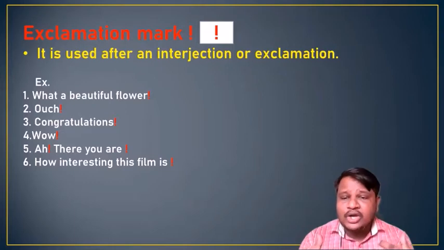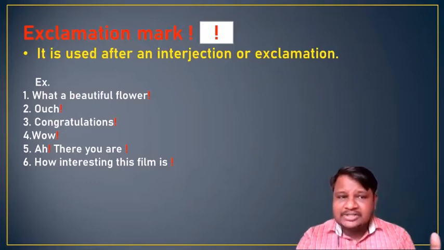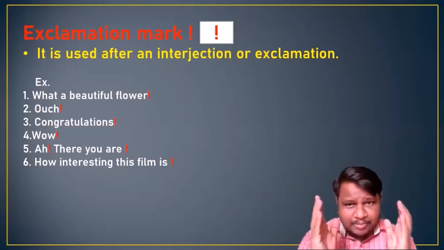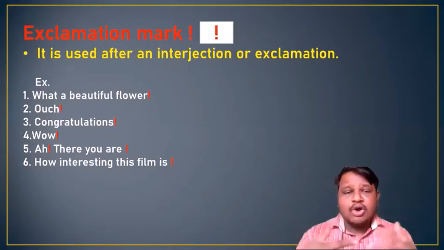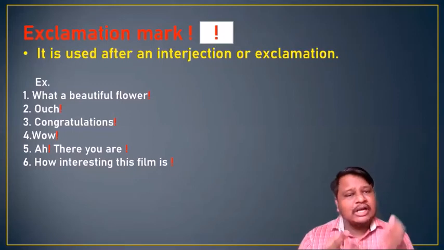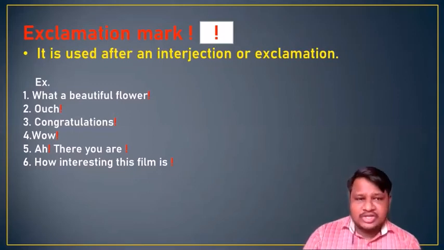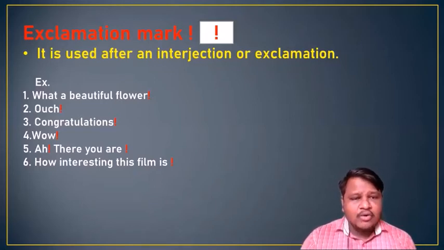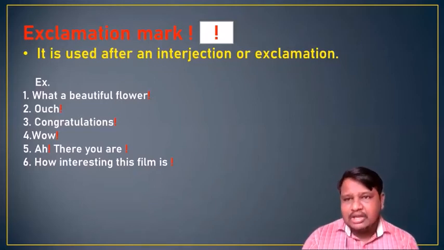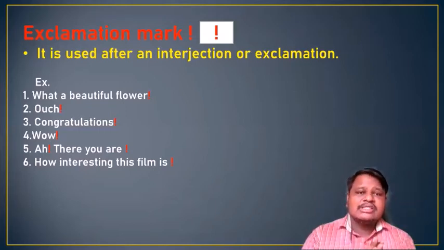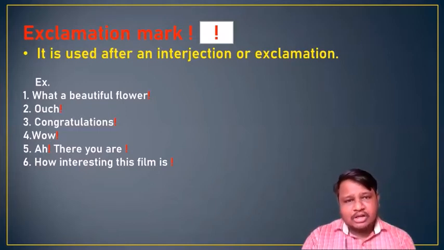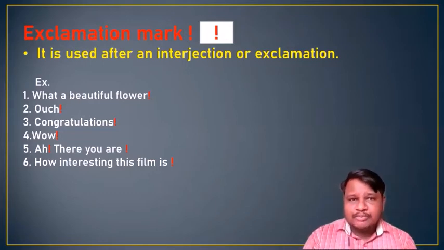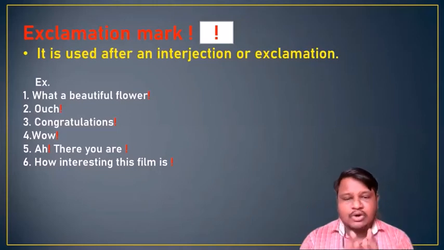At that time we show our strong feelings for that person, and for that we use such types of words. When such exclamations, such strong feeling words come out from our mouth, at that time we have to use these punctuation marks. Then, wow, oh, there you are, how interesting this film is, like this. Okay, these are the exclamation marks which are used at the end of sentences that show our strong feelings.